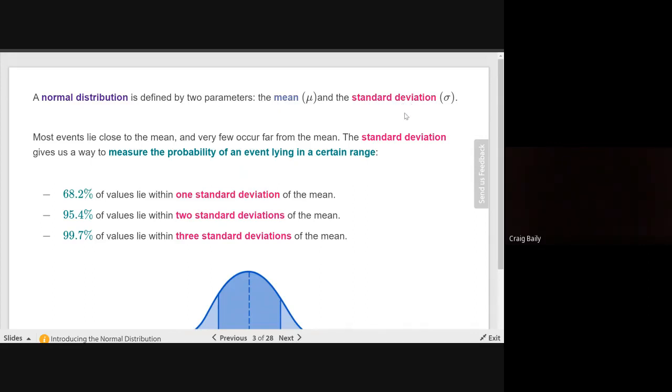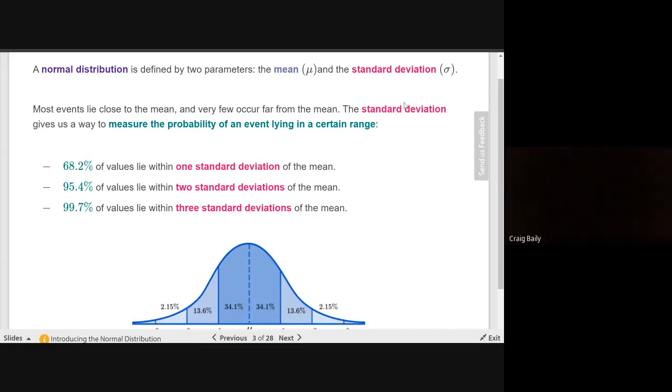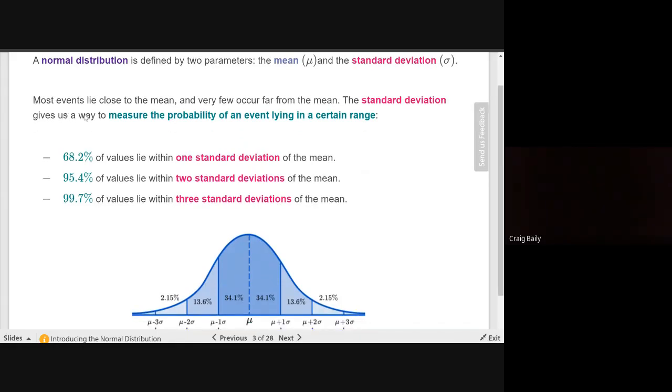The closer together all the data is, the smaller the standard deviation, because again, it measures how spread out your data is. In a normal distribution, most events lie close to the mean, which is there in the middle, mu, that's the mean, and very few occur far from the mean. The farther away you get from the mean, the less likely it is for a data point to be there.